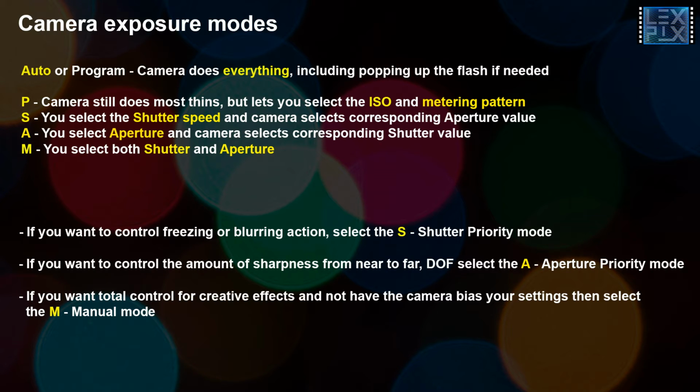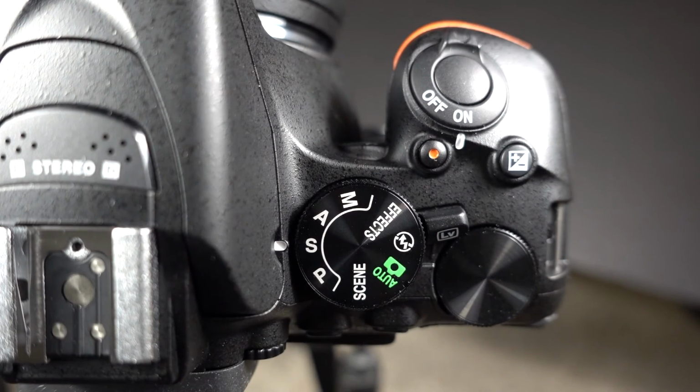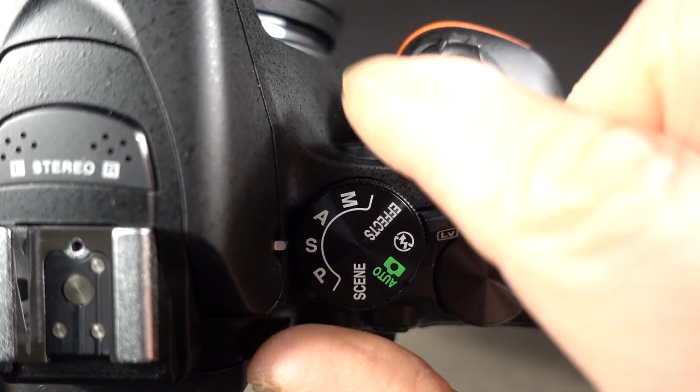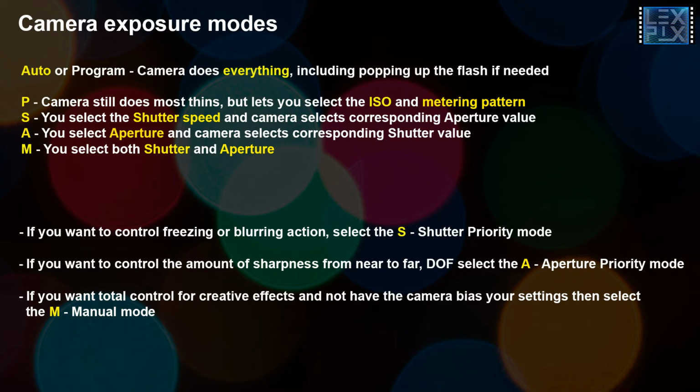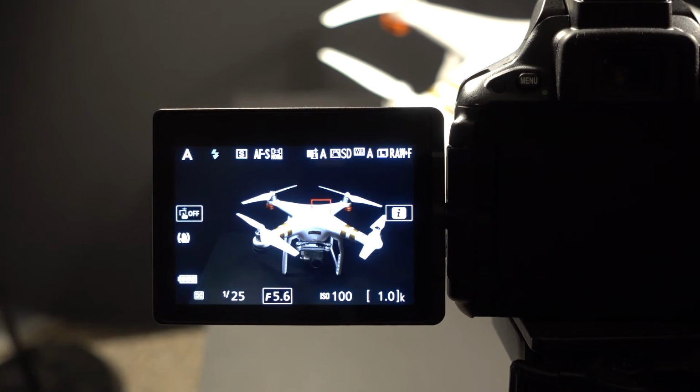The next mode would be S, for shutter, and you select the shutter speed and the camera selects the corresponding aperture value. What it does is it tries to keep it equal. So if you select one value, it'll keep it balanced. Let's see if I can demonstrate that here.